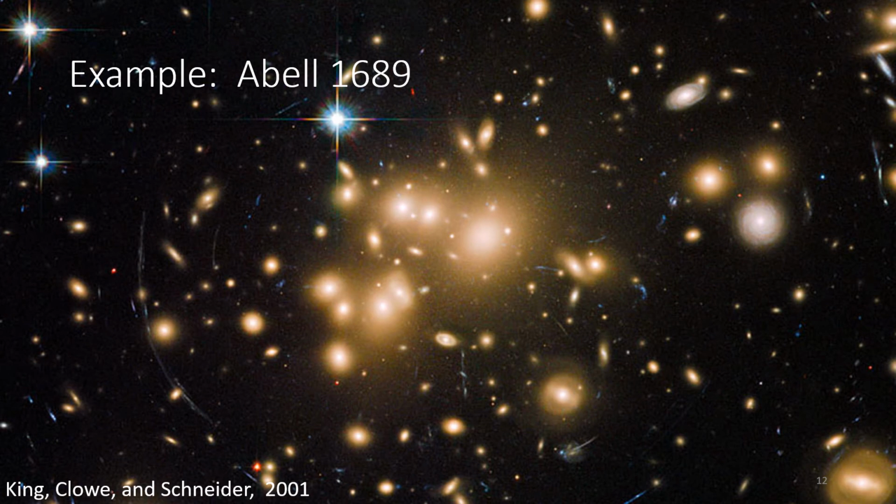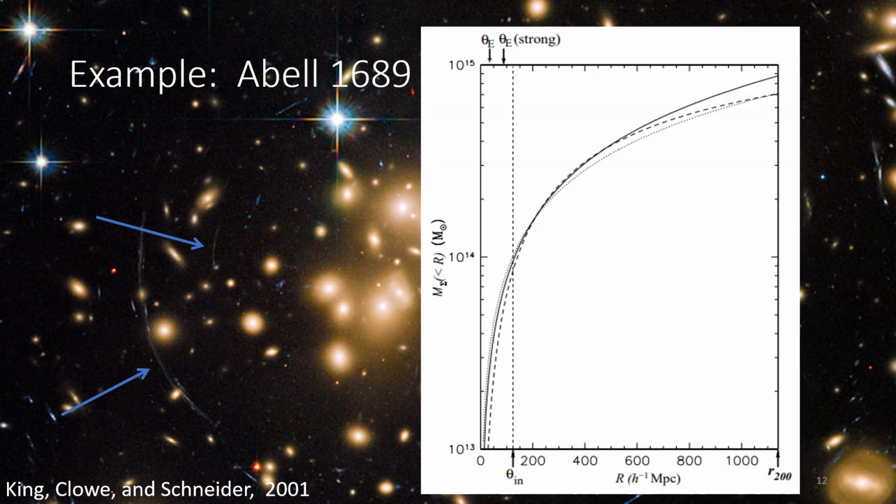Let's go back to that image of Abell 1689, where the lensing effects can clearly be seen. Background galaxies around the edges are warped into arcs. This figure shows the mass enclosed on the y-axis in terms of solar mass. The scaled radius is on the x-axis.